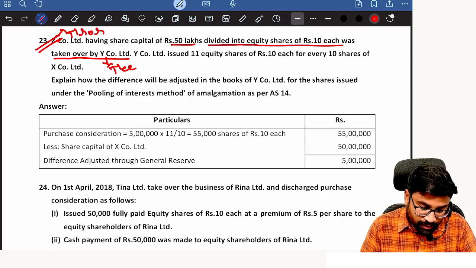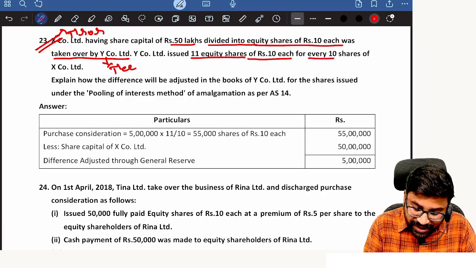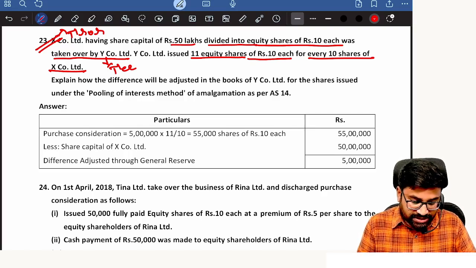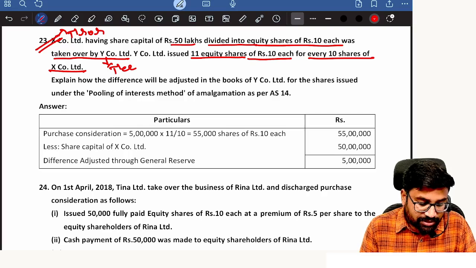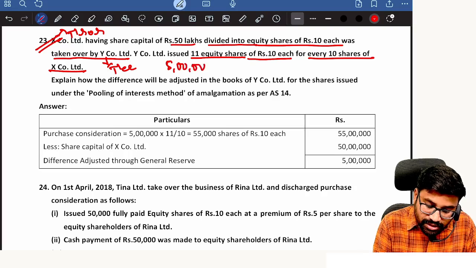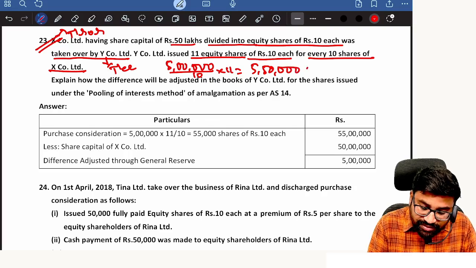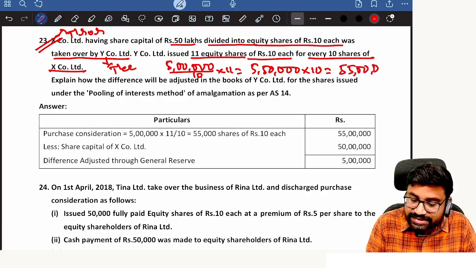Okay. Y Company Limited issued 11 equity shares of rupees 10 each for every 10 shares of X Company Limited. For every 10 shares of X Company, Y Company will issue 11 equity shares. First of all, in X Company Limited, that is the transferor company, how many equity shares are there? 5 lakhs. Very good. 50 lakhs divided by 10, 5 lakh shares. So 5 lakhs divided by 10 into 11, how many shares? 5 lakh 50,000 shares are given. Each share is given at 10 rupees. So what is the total consideration? 55 lakhs. This is PC.